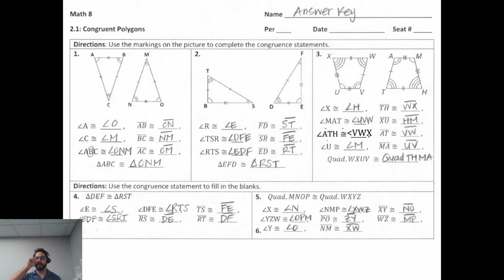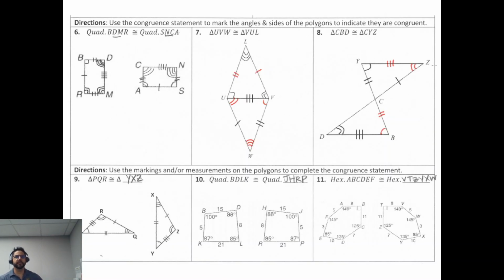What you see up here is your lesson 2.1, congruent polygons, answer keys. So I'm going to ask our awesome substitute to pause the video so you guys can check some answers. All right, welcome back. Let's go to the next part. Going to ask you to pause the video to check some answers. All right, welcome back again.